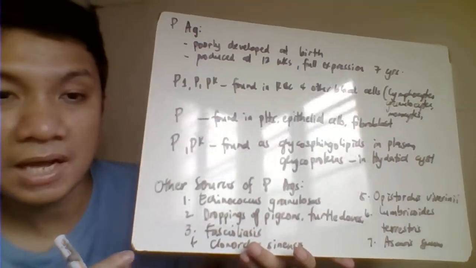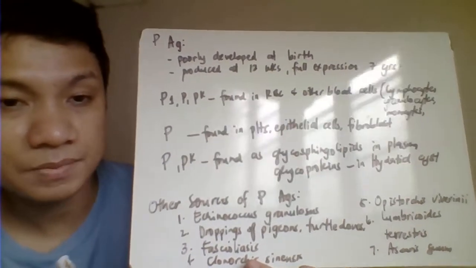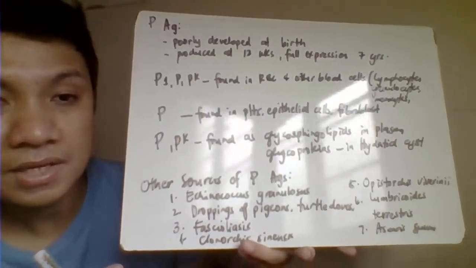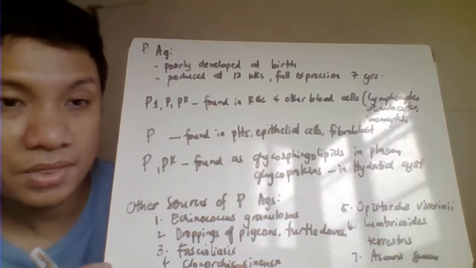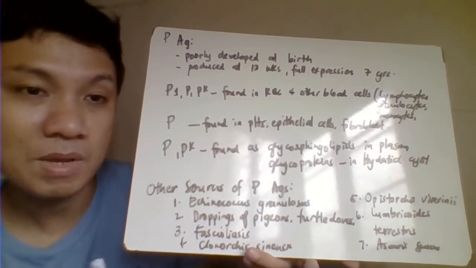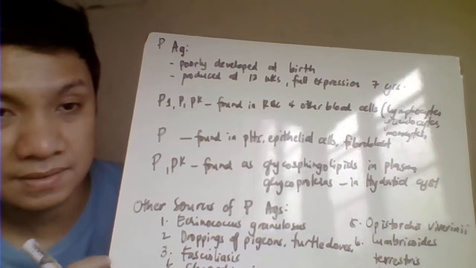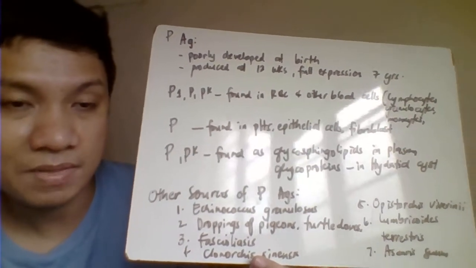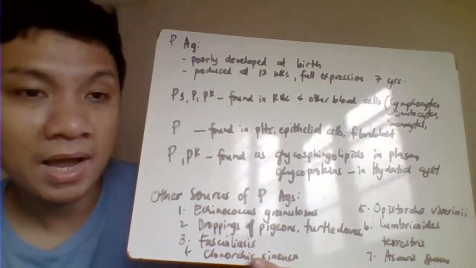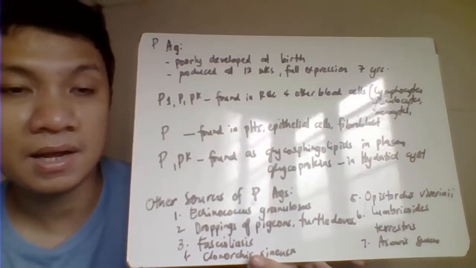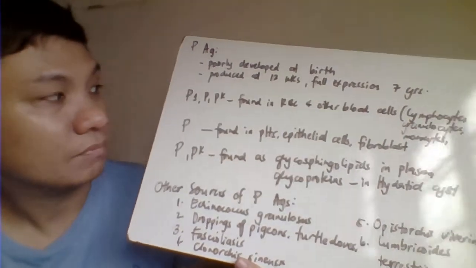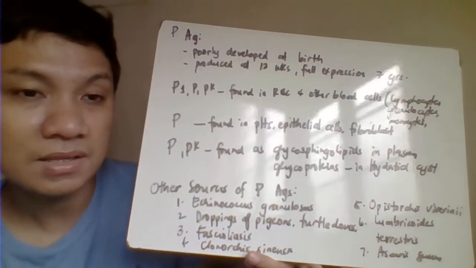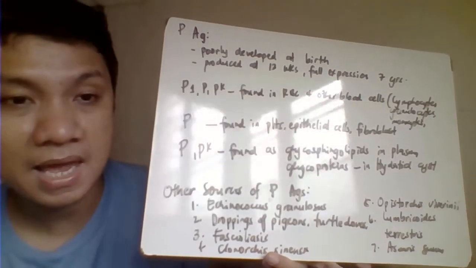Okay, now we go to the antigens related to your P blood group system. The antigen here is poorly developed at birth, and most likely it's produced only after 12 weeks of the life of the baby. And that one would be able to have your full strength expression of the antigen at 7 years. So we have here the different antigens: P1, P, and the PK.